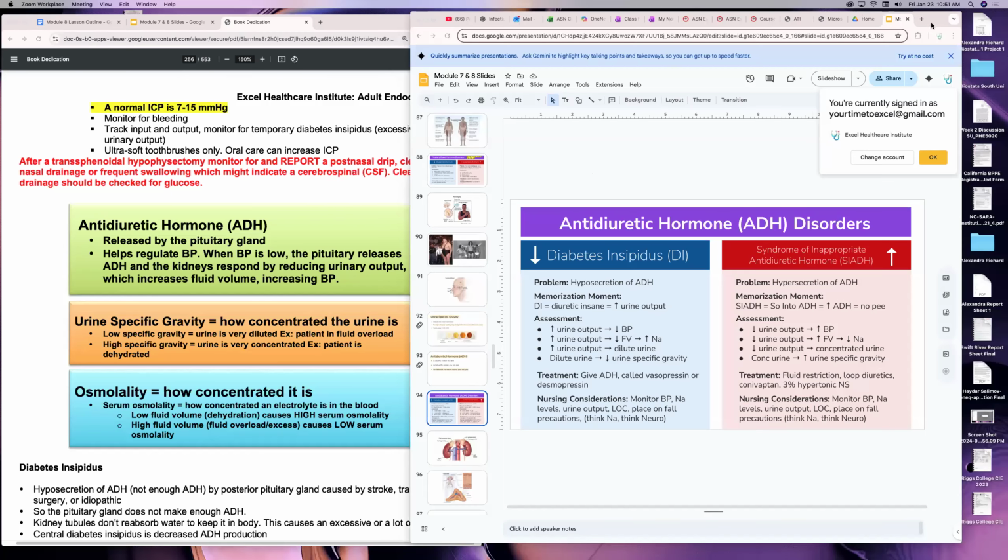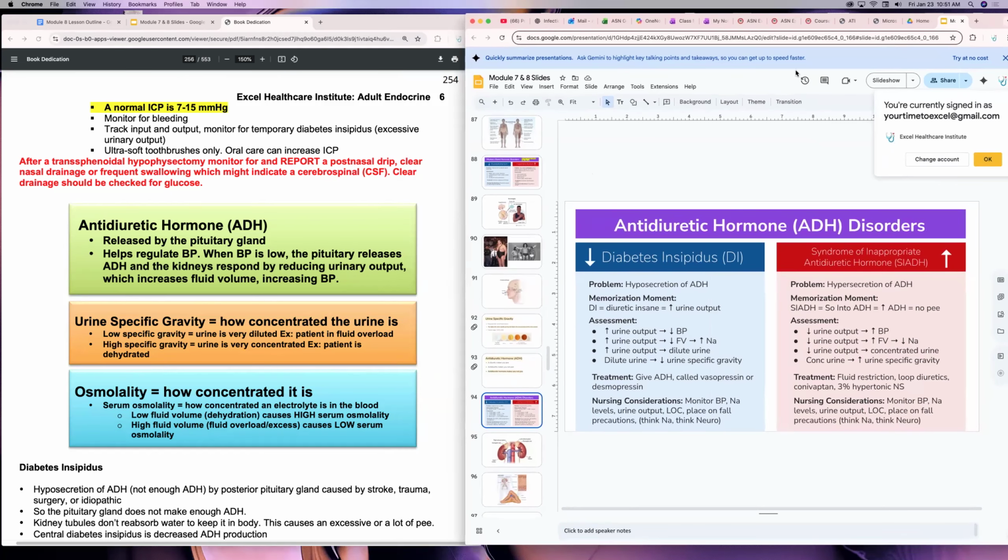All right, next up, we're going to learn about the antidiuretic hormone disorders. Okay, so we just went over the pituitary disorders, so make sure you go back and study that and just have a basic idea of what we reviewed. Now we're going to move into a new set. So, antidiuretic hormone. We're going to learn what is antidiuretic hormone and what happens when it's too low and when it's too high.